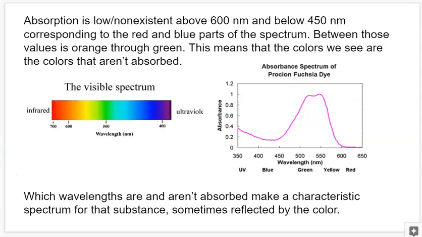So this is true about a lot of things that are colored. We're usually seeing either light that is reflected off of that substance or light that is being transmitted by that substance. And it's usually the light that is being absorbed that we don't see.